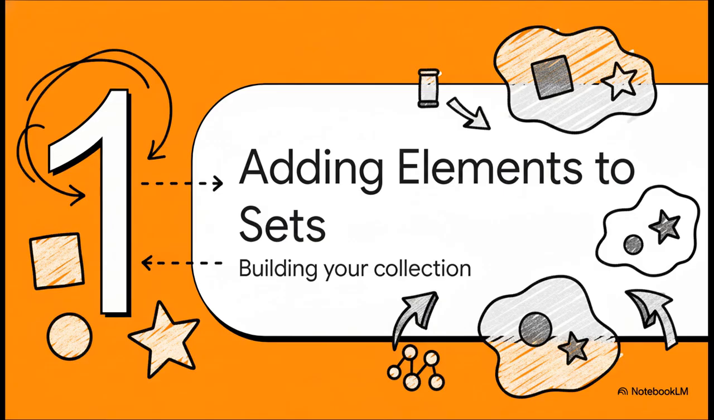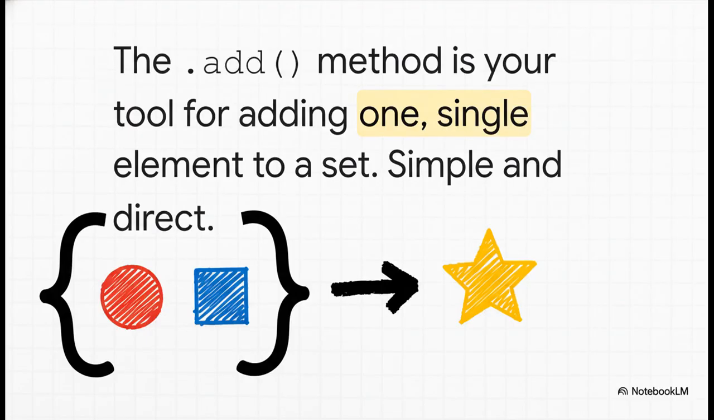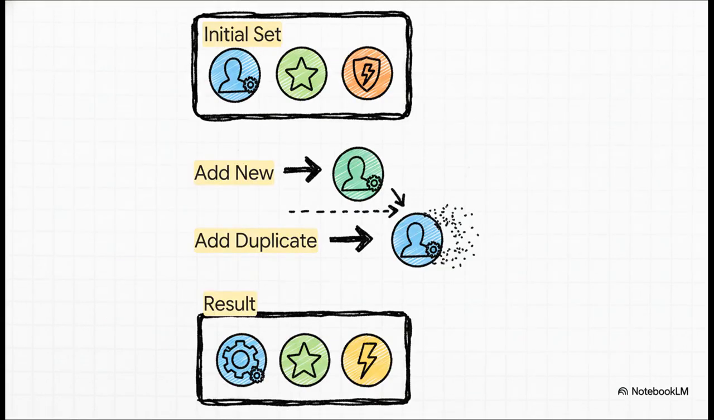Okay, so how do we actually build one of these things? Let's start with the basics, adding elements. You've got two main ways to do this, and you'll want to know which one to use and when. First up, we have the add method. Super straightforward, right? As the name implies, it's for adding one and only one element to your set at a time. Okay, take a look at this code.